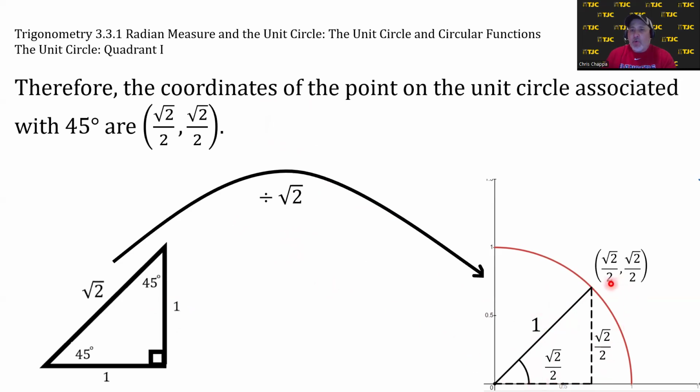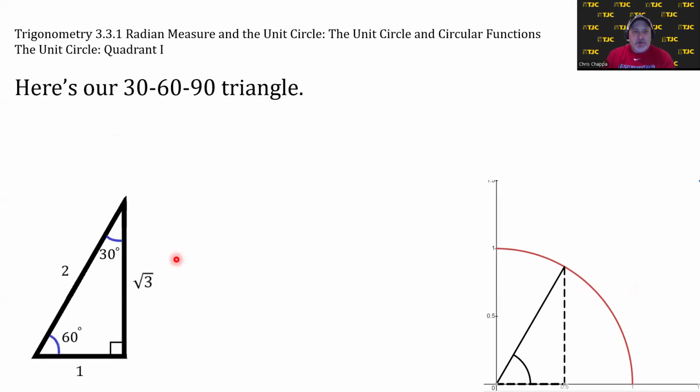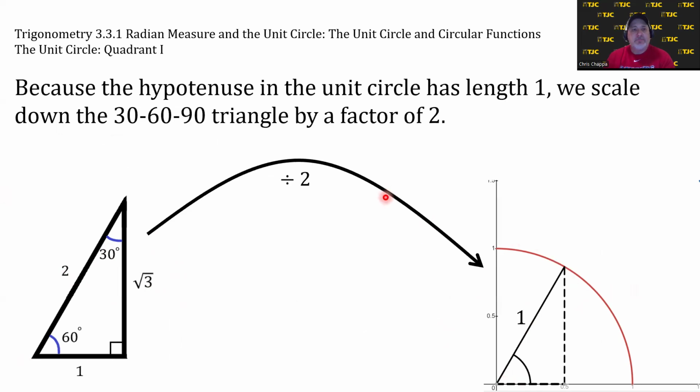Therefore, the coordinates of the point on the unit circle, right here, associated with the 45-degree angle, are the square root of 2 over 2, comma, the square root of 2 over 2. That's going to be an important ordered pair to remember. Now, let's repeat the same process for a 60-degree angle. Here's our 30-60-90 triangle with sides 1, square root of 3, and 2. And here's the 30-60-90 triangle embedded on our unit circle.